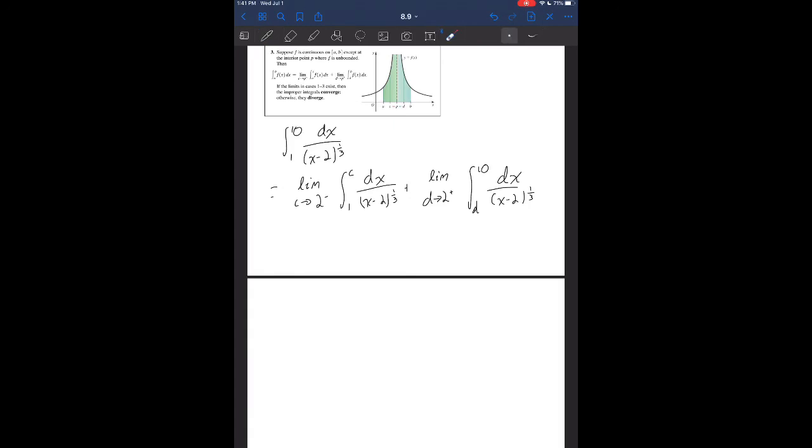So what we're doing in this case is taking the line x equals 2 and taking everything to the left of 2 with a limit approaching from the left, and everything to the right of 2 with this limit approaching from the right. And that's how we're going to split up this function right here.